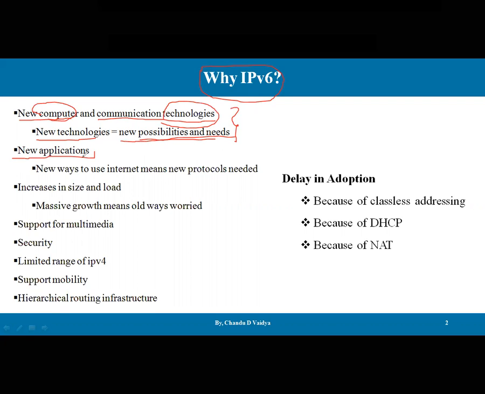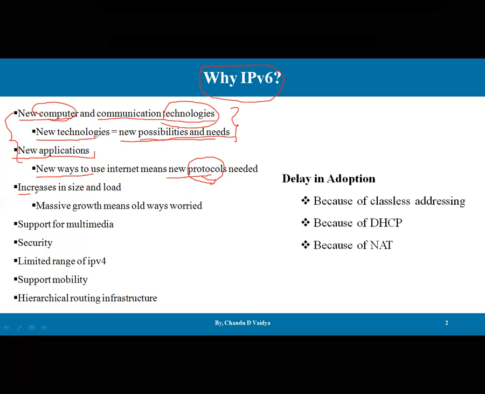So for this purpose also we required IP version 6. The new way of interacting means new protocols are needed. If we are dealing with such a large scenario, we require some protocols. And a protocol, as we have discussed, is a set of rules. Those rules have to be changed so that the new change is adopted and accepted. So we have to change ourselves if the current scenario changes.